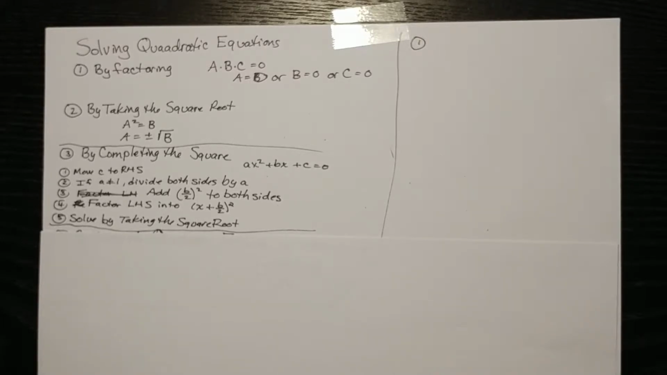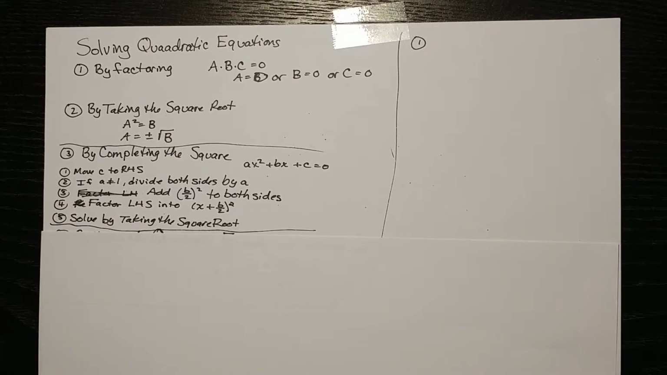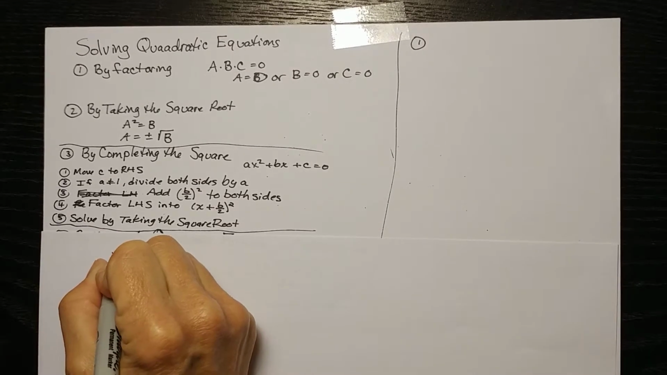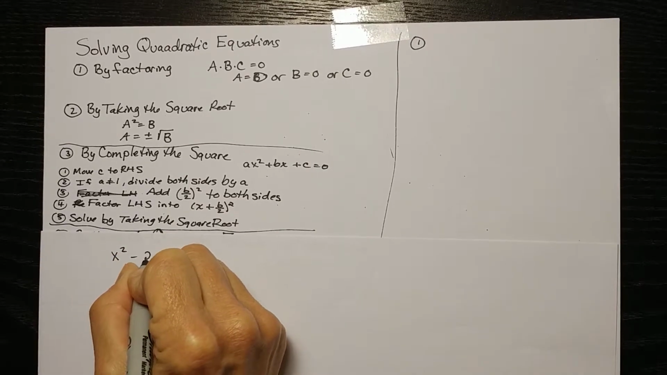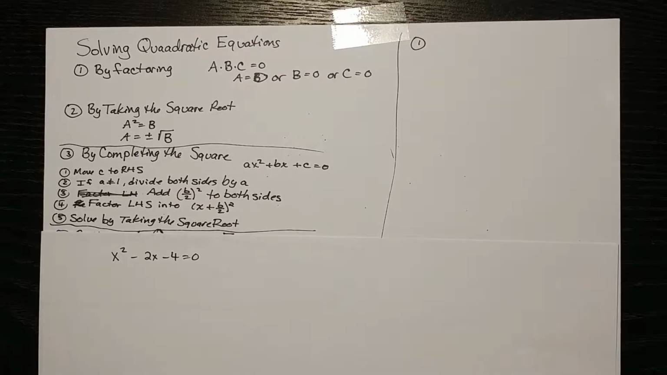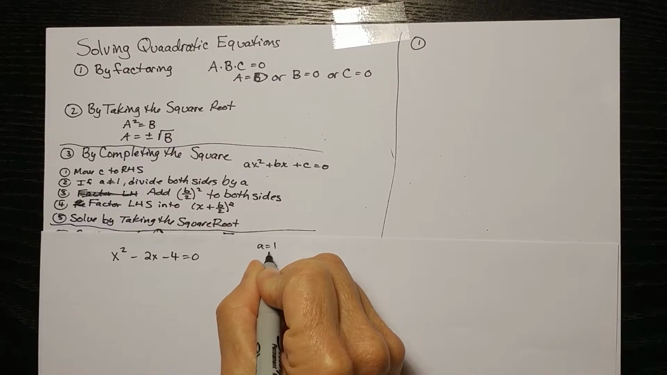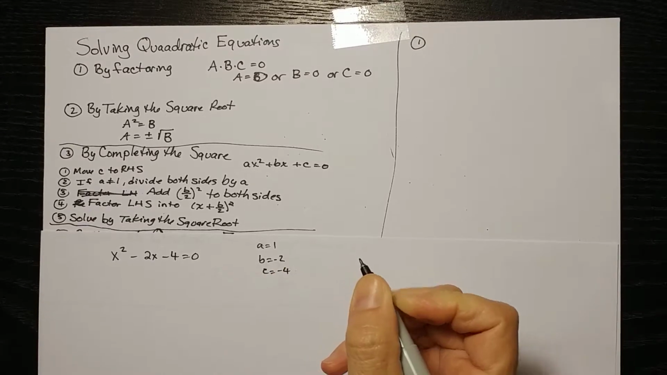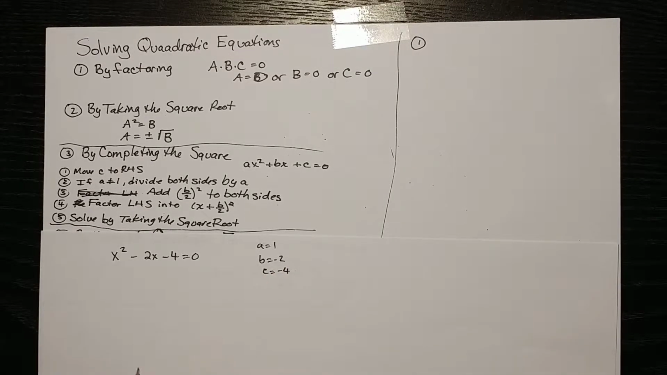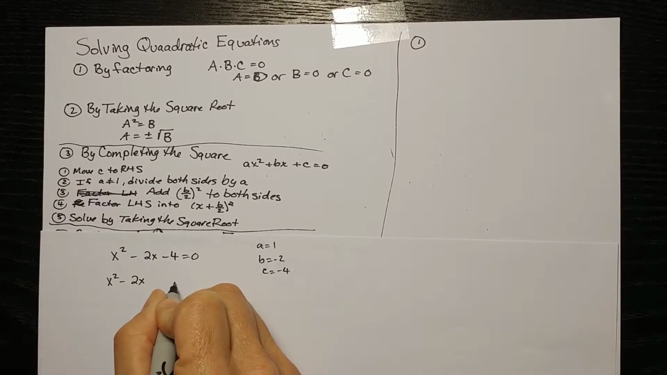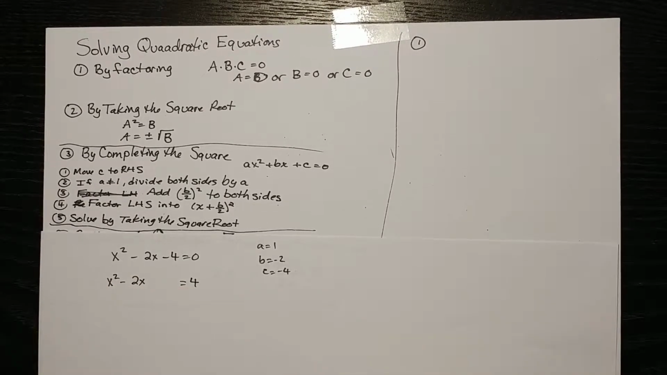Here are a couple of examples of solving by completing the square. If they say solve by completing the square, and they give us this one, x squared minus 2x minus 4 equals 0, let's do this one. Right here I see a is equal to 1, b is equal to negative 2, and c is negative 4. Alright, moving c to the right-hand side is the first step. So we say x squared minus 2x is equal to 4.